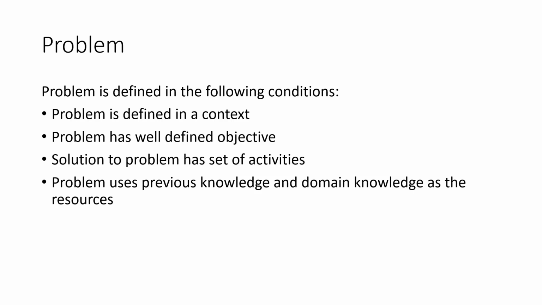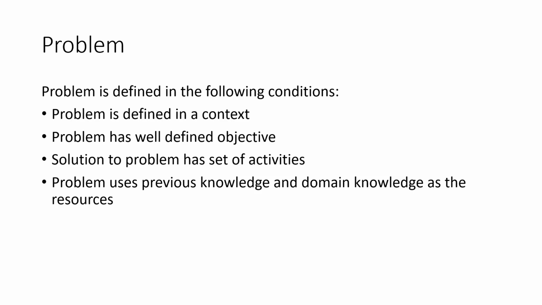And then, for these problems, what are the conditions we need to find? The first one, we can always define it with the context. What is the context that should be present over there? And the next one is well-defined objectives. Then the problem has a set of activities, what the activity flow is for the current position, what the previous position is, and what the future action is. Everything we need to sort out.